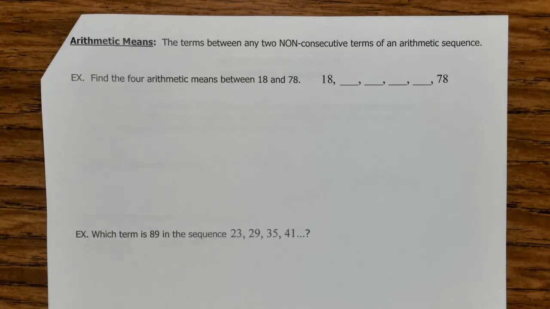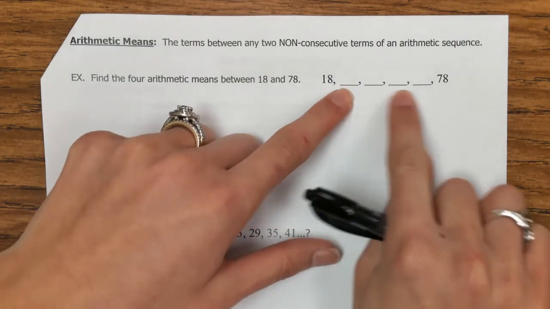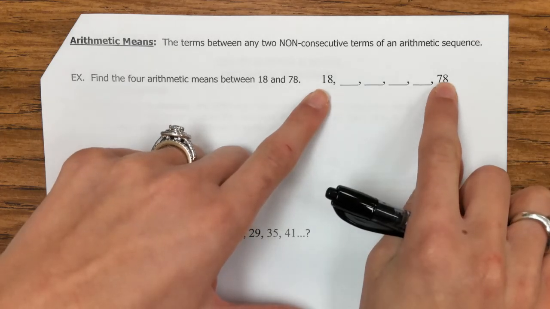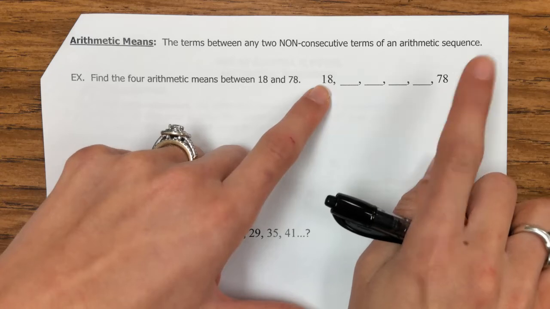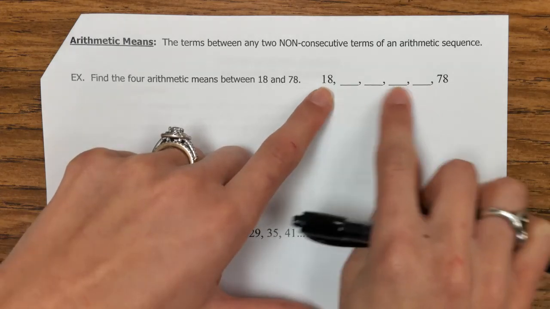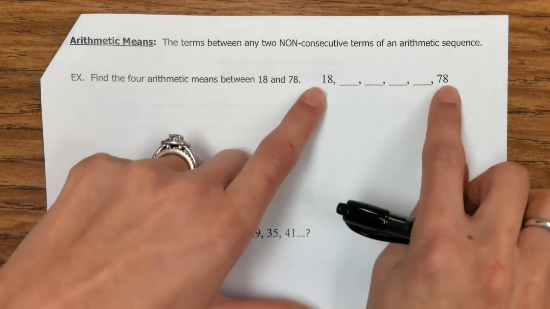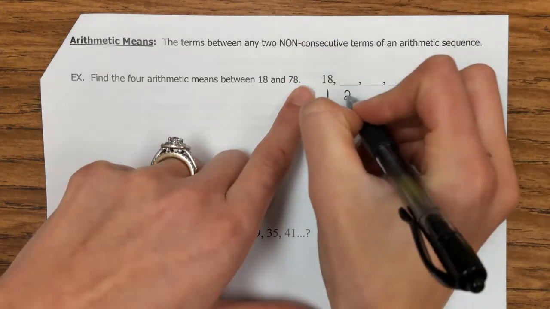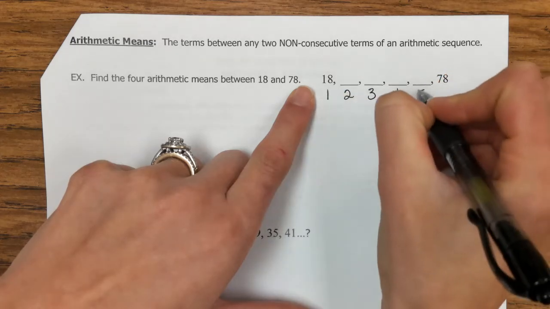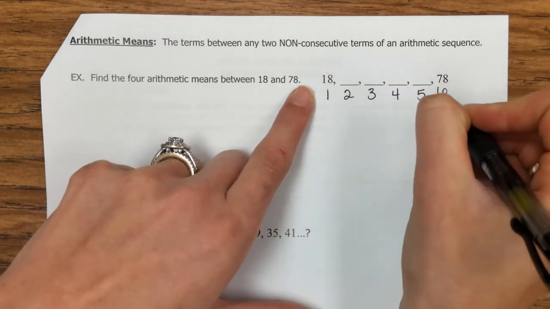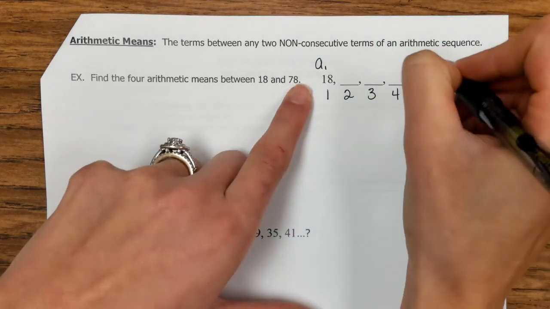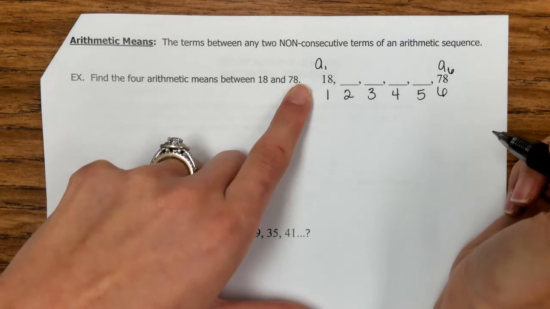Now that brings us to arithmetic means. All that is just referring to the missing terms between two non-consecutive parts in a sequence. Okay? So if I have 18 and I have 78, I want to know the four arithmetic means between 18 and 78. So I'm going to label this my first term, second, third, fourth, fifth, sixth. So A1 is 18, A6 is 78.